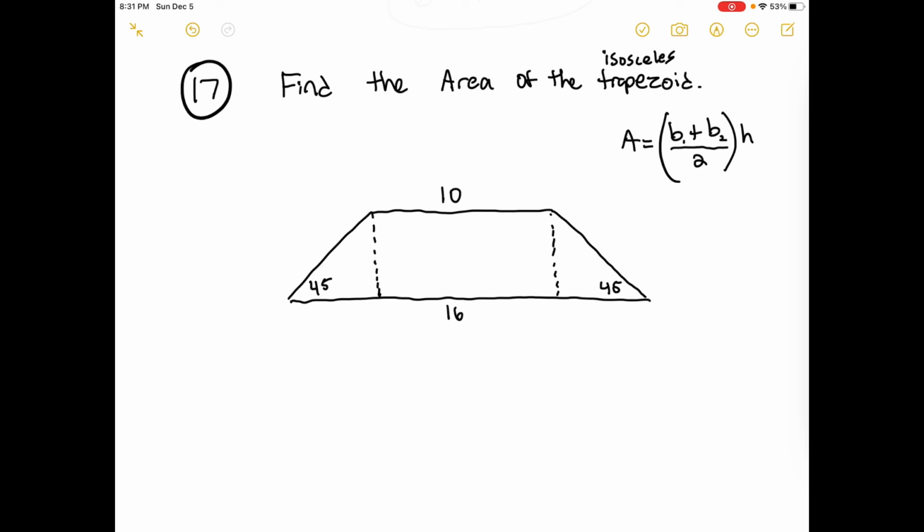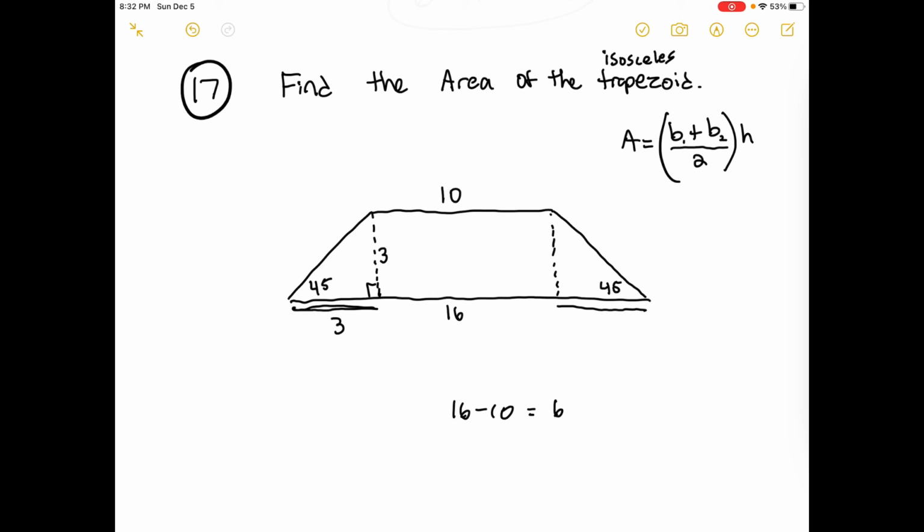All right, so I need to figure out this distance here. And the way we find that out, if we subtract our bases, 16 minus 10, we're left with 6. But 6 has to be this side plus this side. And so we know this is going to be 3. And this is a 45, 45, 90, so leg root 2, so this will be 3. So that is my height, is 3.